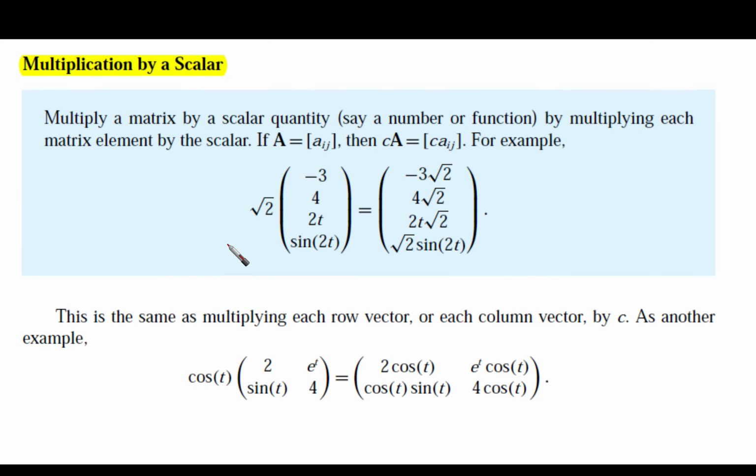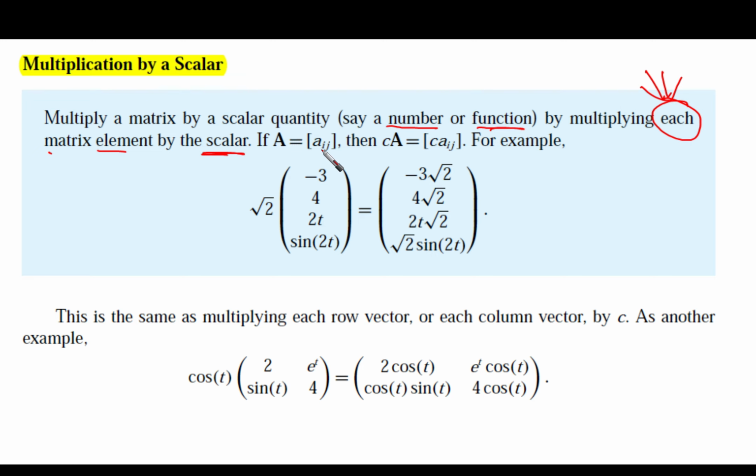Let's go to another thing, which is the multiplication by a scalar. Multiply a matrix by a scalar quantity, say a number or function. So it can be a scalar number or maybe a function, by multiplying each matrix element by the scalar. So each element of this matrix is going to be multiplied by the scalar.